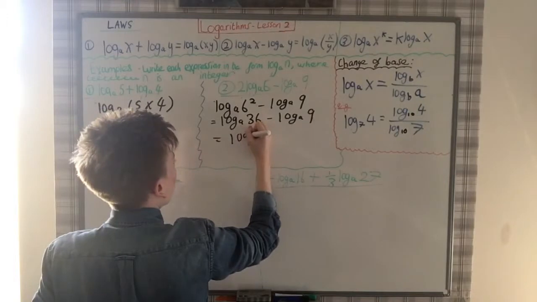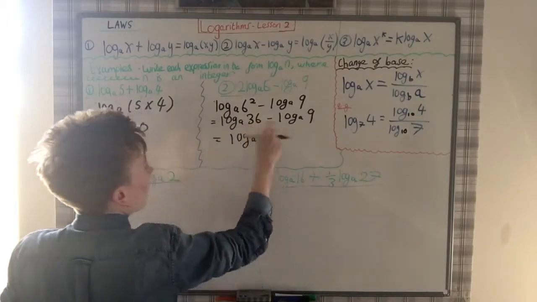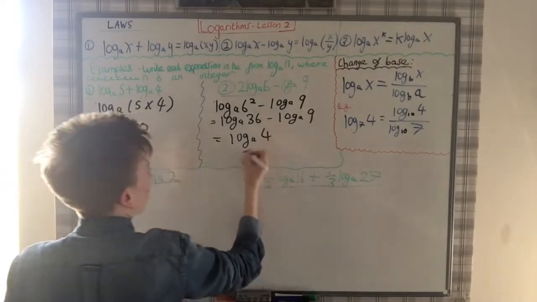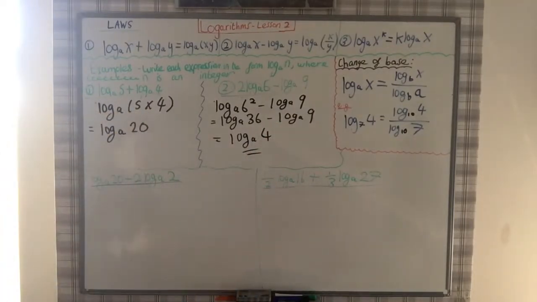And so we can now simply apply the second law as we would before. This is equal to 36 divided by 9 is 4, so it's log 4 with base a. Now for these 2, pause the video and have a go for yourselves, and then I'll go through this straight afterwards with you.